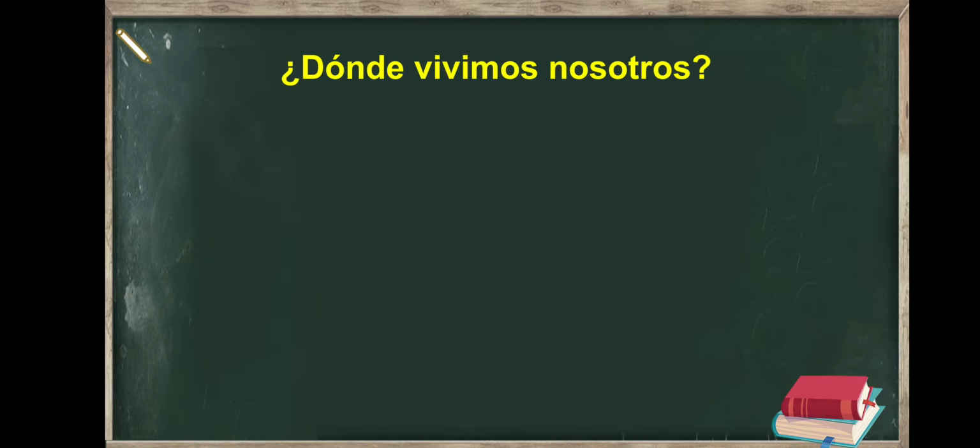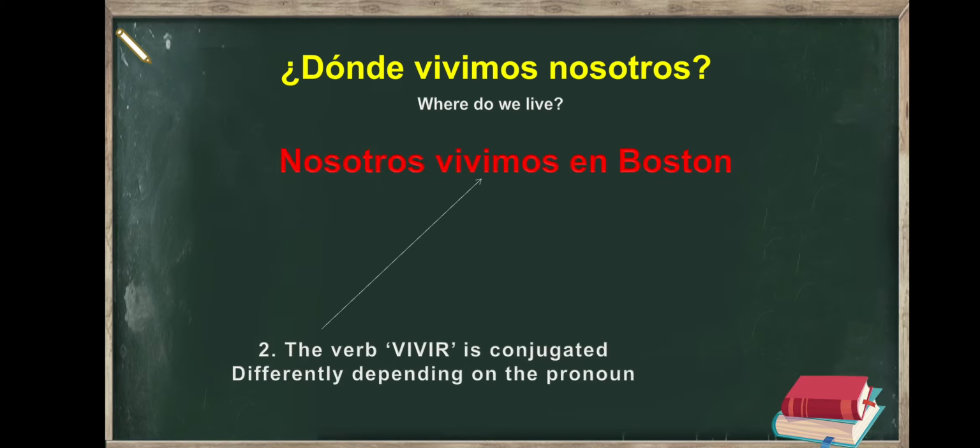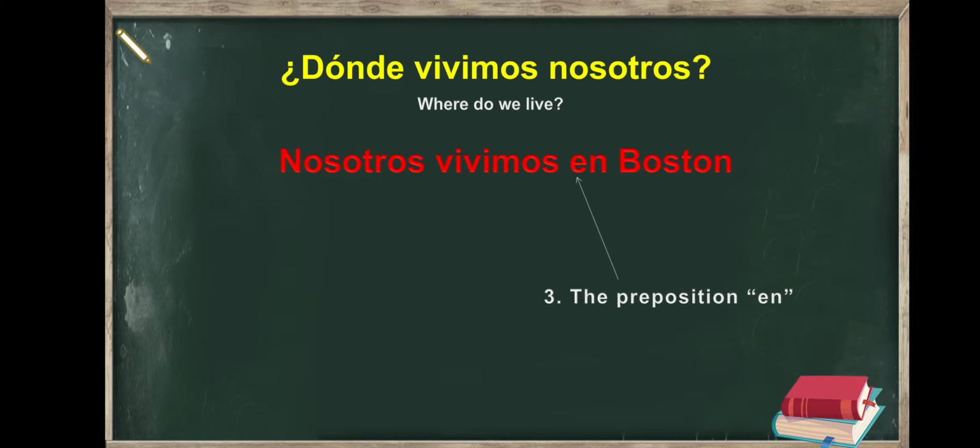Let's see the next example. ¿Dónde vivimos nosotros? Which means, where do we live? And one possible answer for this question is, Nosotros vivimos en Boston, which means we live in Boston, where nosotros is the pronoun, vivimos is the verb vivir, en is the preposition, and Boston is a noun.